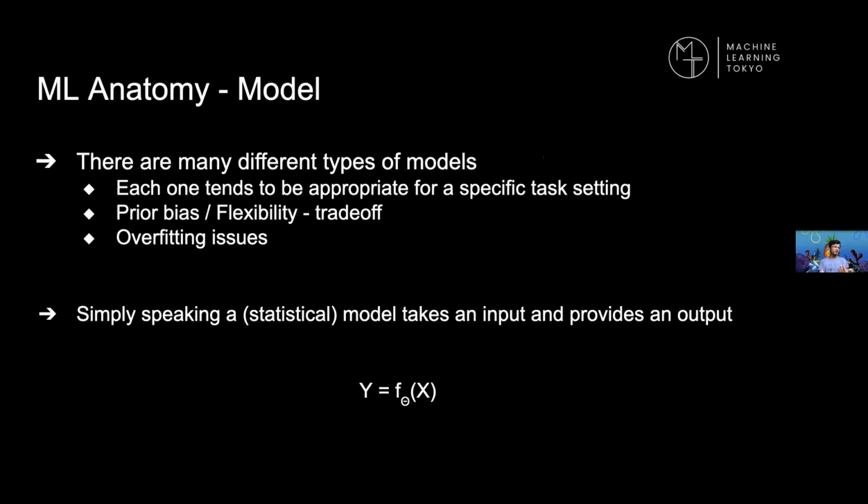You can have different flexibility in your priors. You can have different trade-offs. Different models have different performances on different data. You can have overfitting issues and things like those. But the basic point is that the model takes in an input and gives you an output. So it maps an input value to an output value, and there are different kinds of models.